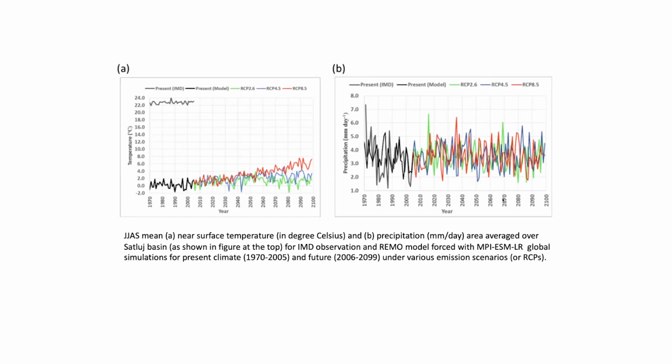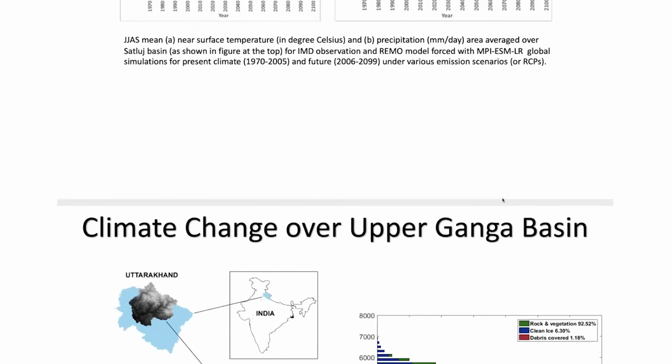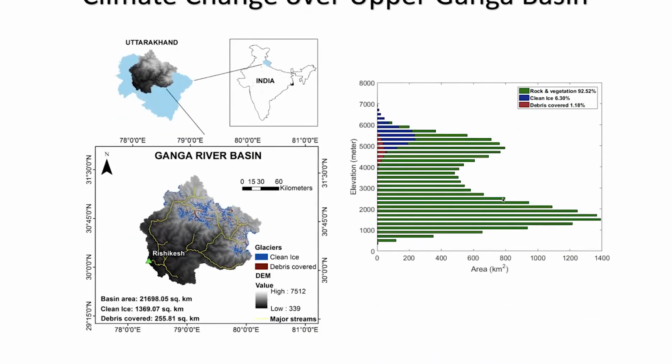And in comparison with the India Meteorological observation, the Upper Ganga basin is more complex in the sense that it is at the cusp of the winter and summer monsoon. Both monsoons arrive there, and it has a very different kind of land use, land cover. It has rock, vegetation, clean ice, debris cover, and even glaciers.